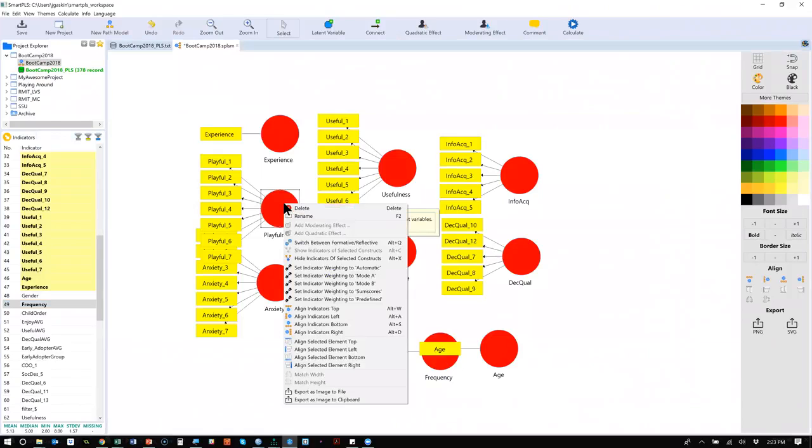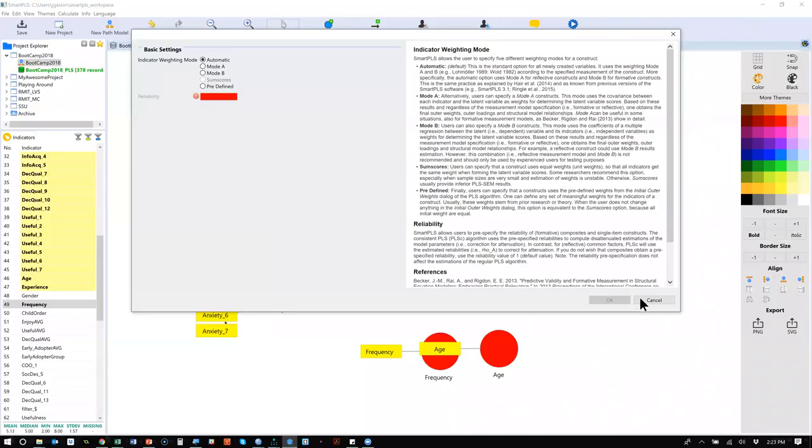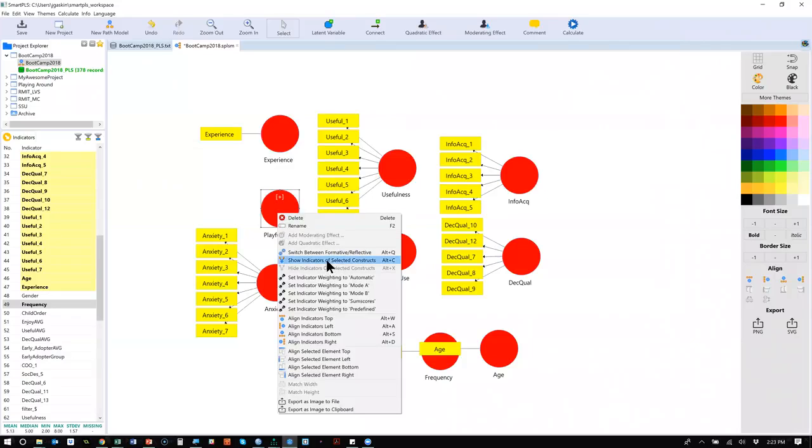And if you want, you can hide them. If you want to just hide all these, you can right click them and say hide indicators. They're still there, they're just hiding, out of the way, which is kind of nice. I'm going to unhide it. Whoops, cancel. Show indicators, there we go.